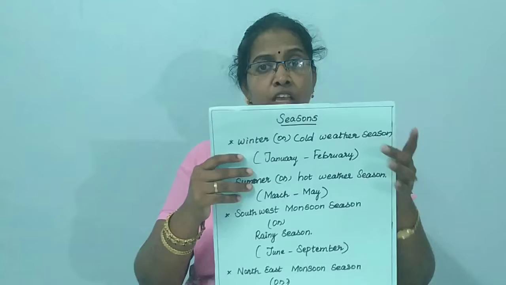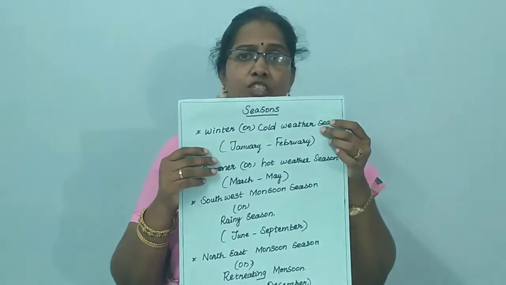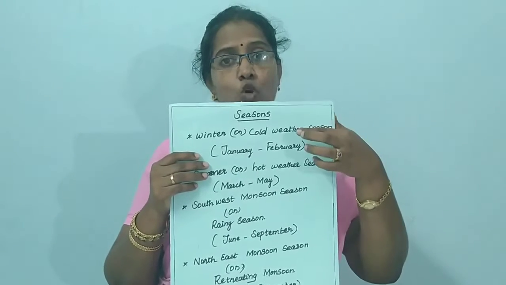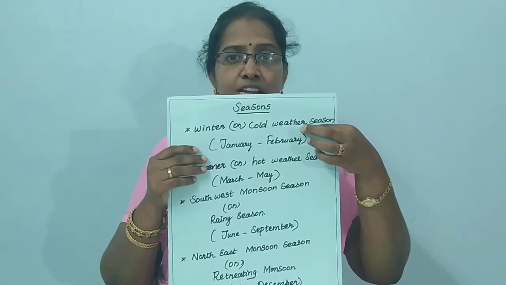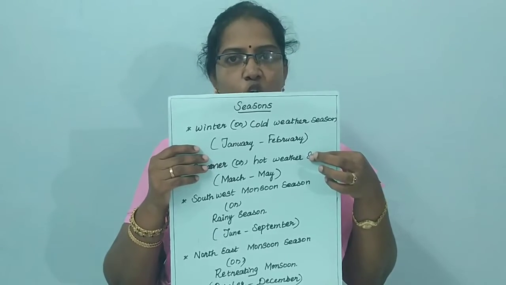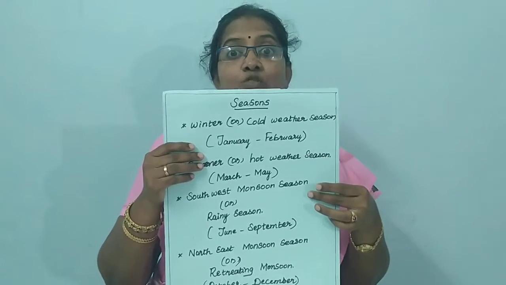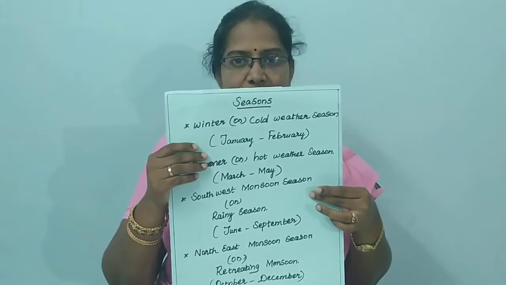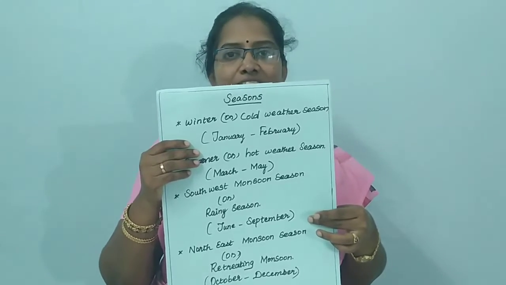Yes, the next one I taught in the day 2 class. What are the things I discussed with you regarding the seasons? What are the types of seasons? This same chart I used on the day, I think so, children. 4 types of seasons are there. Winter season, otherwise called cold weather season. The next one, summer season, in the sense hot weather season. The third one, southwest monsoon season, otherwise called rainy season. The last one, northeast monsoon, like that I said.